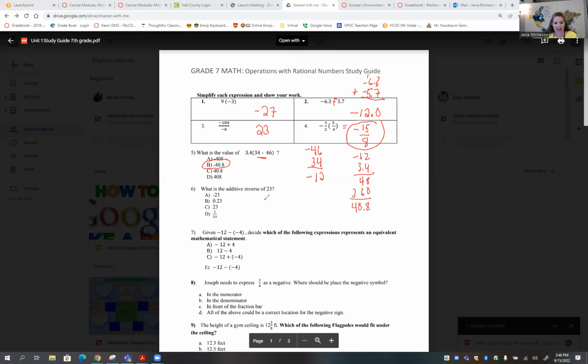If you do, make sure you put those parentheses exactly like you see them in the problem. All right, number 6, the additive inverse. In other words, what would I combine 23 with to get 0? Well, the answer is negative 23. The additive inverse of 23 is negative 23.